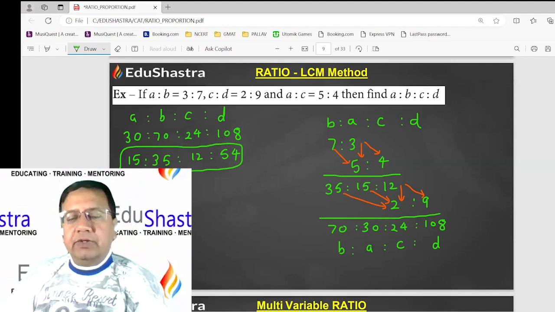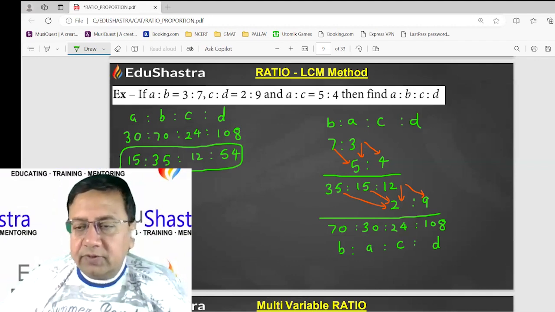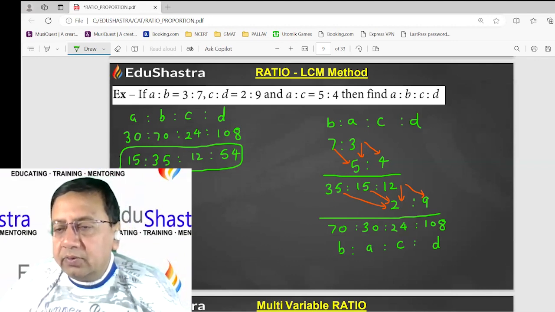Right? So the ratio of A to B to C to D is what? 15 is to 35 is to 12 is to 54. Right? Akshay, no, this is not correct. This is not correct, Akshay, right?